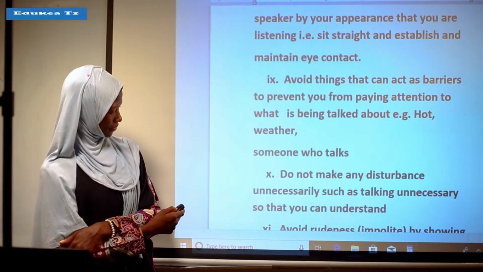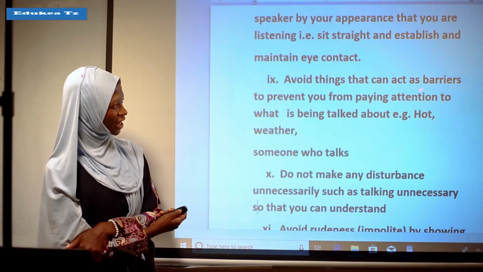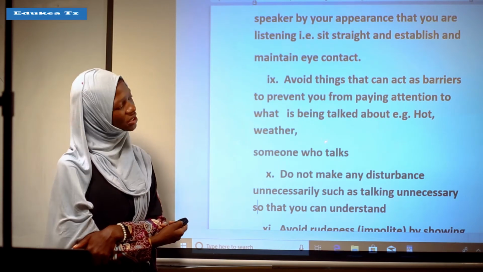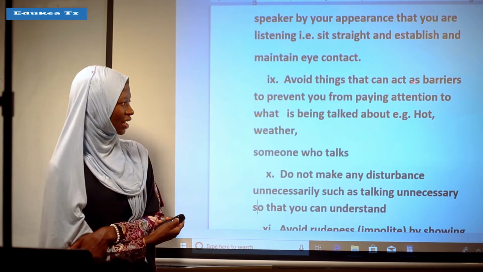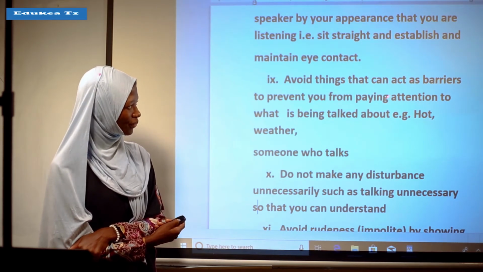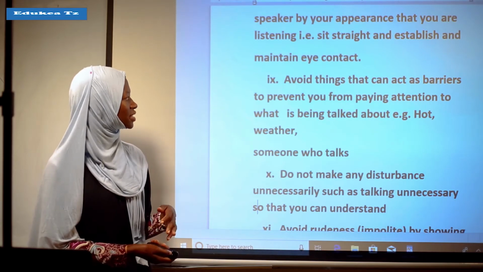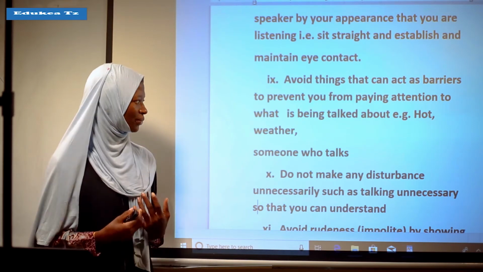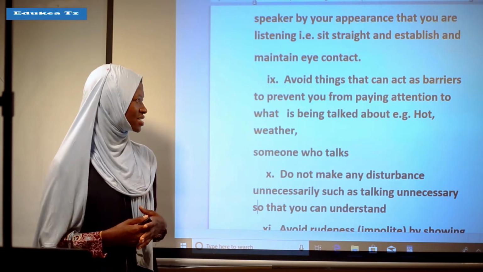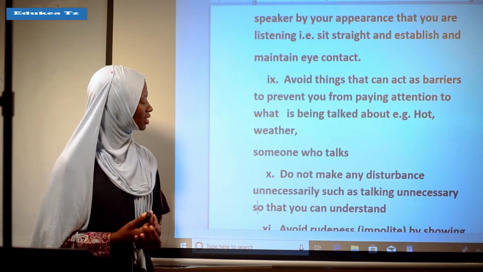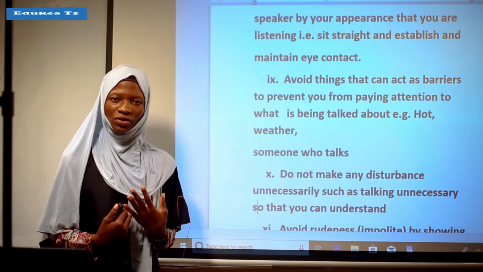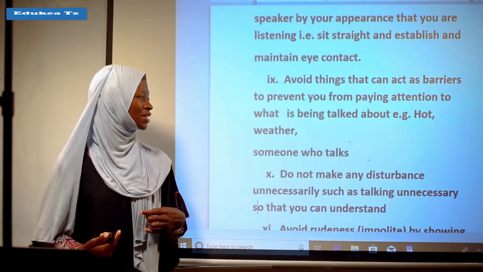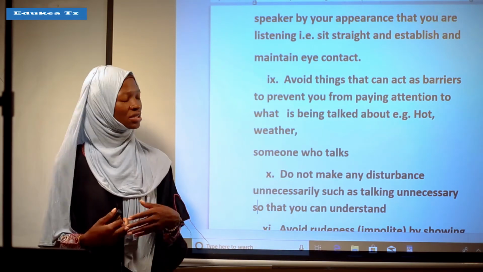The next is avoid things that can act as barriers to prevent you from paying attention to what is being talked about. You have to avoid things that you think will be a barrier for you to listen well. For example, if you know that where you are going is a cold room, prepare yourself by wearing a sweater so that your listening task won't be interrupted by the coldness.